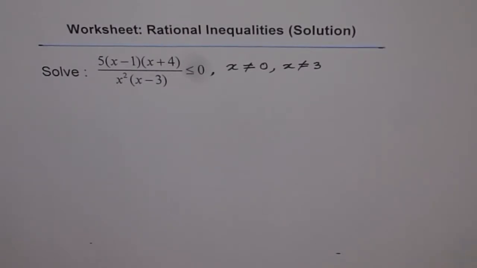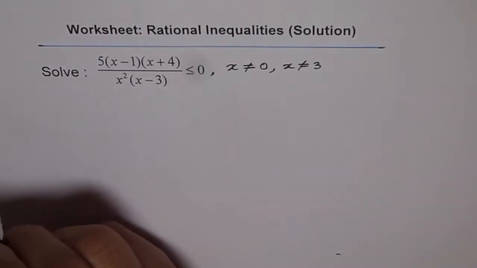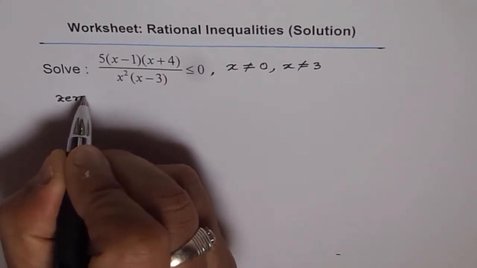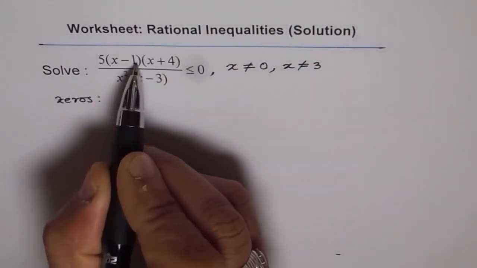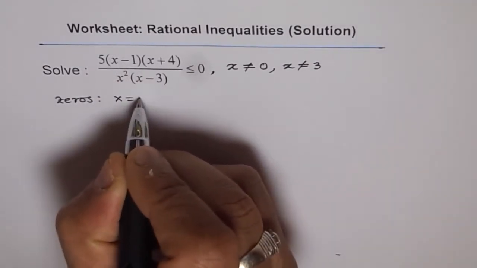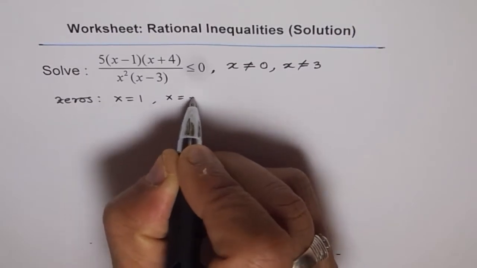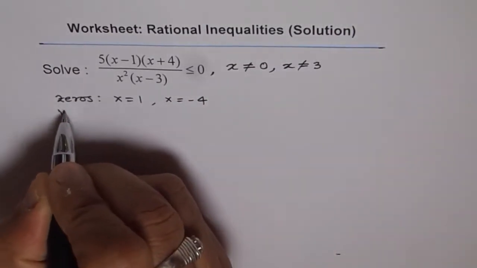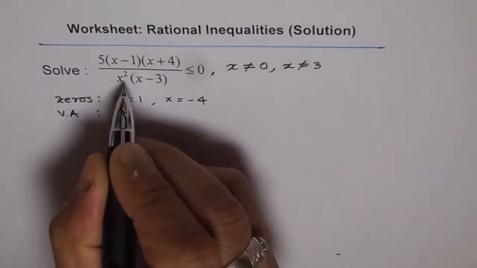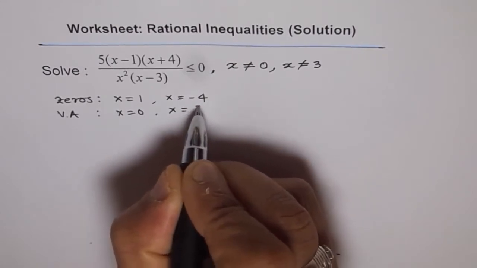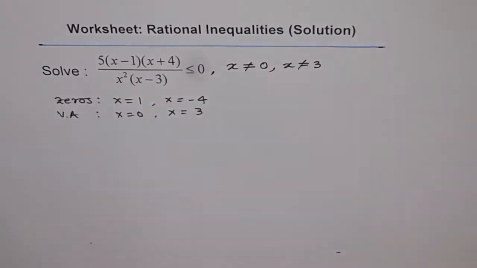Now let's try to analyze this rational function. Where are our zeros? Let's look at the zeros first. Zeros are at x equals 1 and x equals minus 4. Okay. And where are our vertical asymptotes? We say vertical asymptotes are at x equals 0 and at x equals 3, right? These are also our restrictions. So these are our vertical asymptotes.